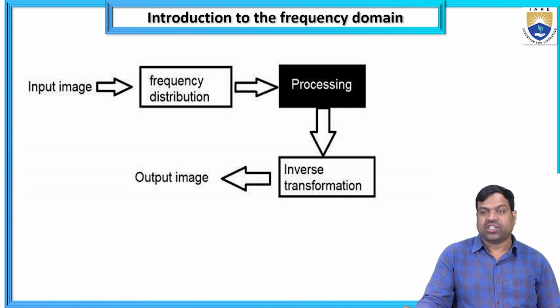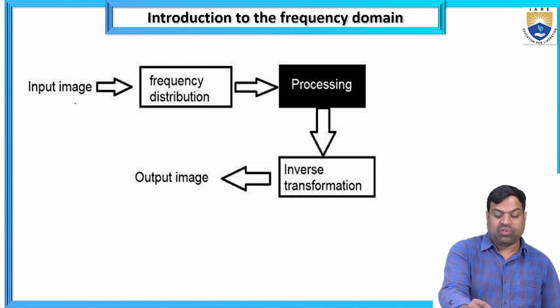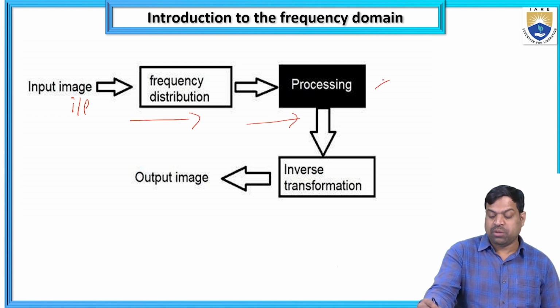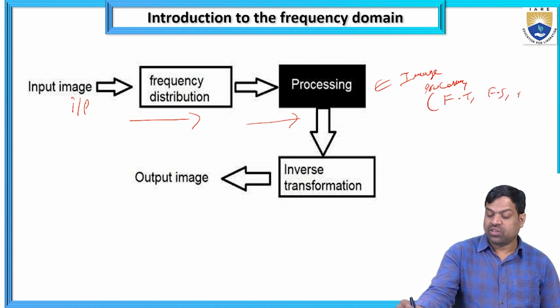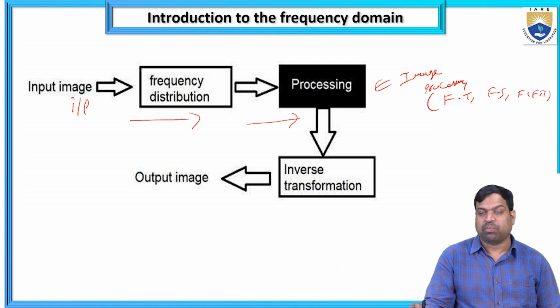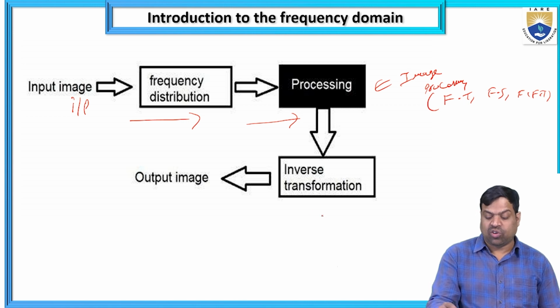Here is the introduction of the frequency domain. Here I am taking one input image. It is converted to the frequency distribution and then processed; that is the image processing. Image processing means Fourier transform, Fourier series, fast Fourier transform. These are the transformation techniques applied in the processing. After this, the inverse transform gives the output.